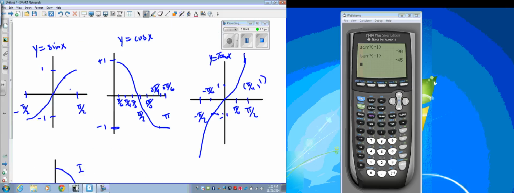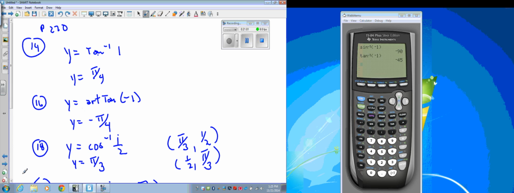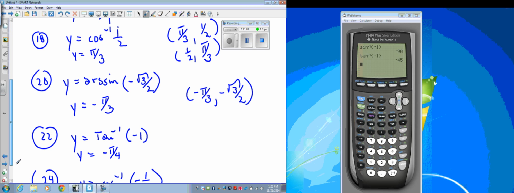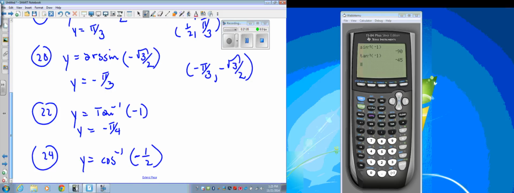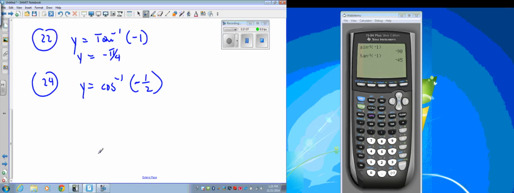So then that would be 2 pi over 3, isn't it? Because the negative 1/2 is 2 pi over 3. So y is 2 pi over 3.